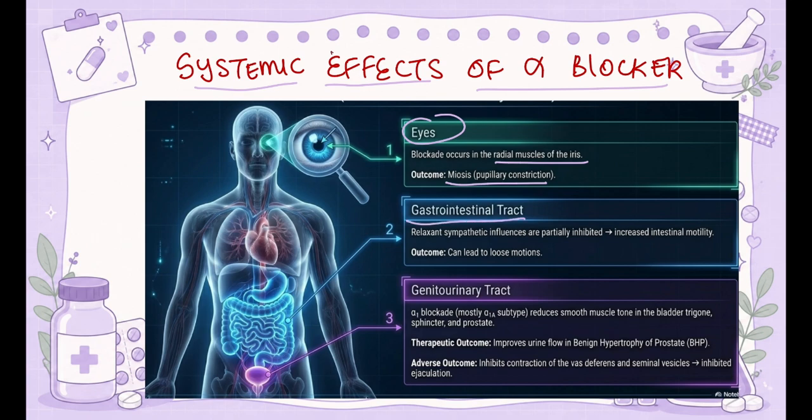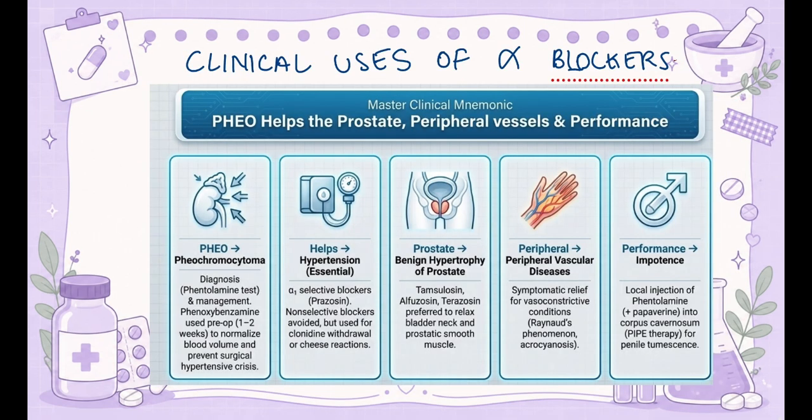In the gastrointestinal tract, the sympathetic system normally acts to relax the gut. Blocking this relaxation increases intestinal motility. This can lead to loose motions. In the genitourinary tract, alpha-1 blockade reduces smooth muscle tone in the bladder trigone, the sphincter, and the prostate. This safely improves urine flow, but it can also cause adverse outcomes, like inhibited ejaculation. These specific systemic effects actually dictate our clinical treatments.